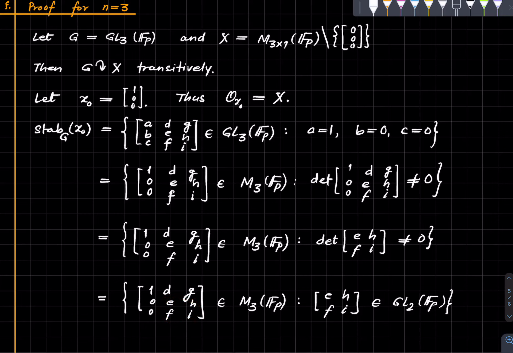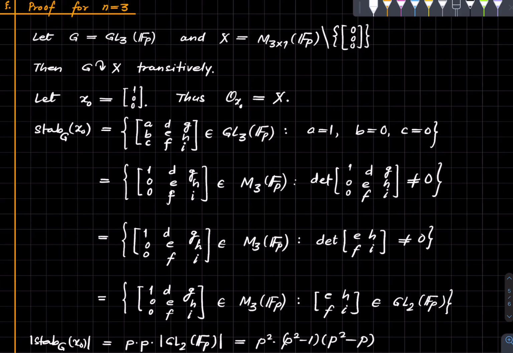So the size of the stabilizer is P choices for D, P choices for G, and then the cardinality of GL2FP to fill this part. But we have already calculated the cardinality of GL2FP. That cardinality is P square minus 1 into P square minus P. So the cardinality that we computed earlier is useful. So n equals 2 is useful for n equals 3. So this is an inductive step.